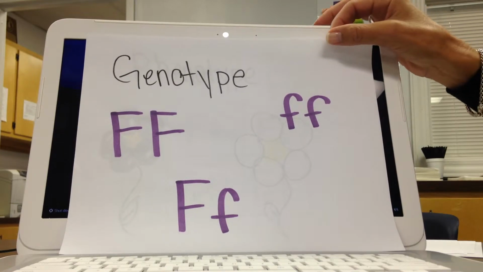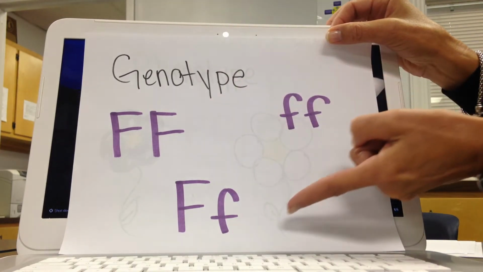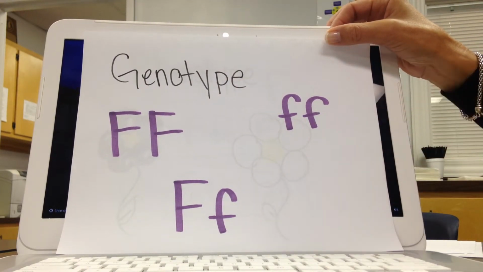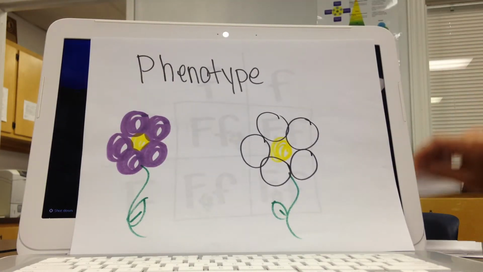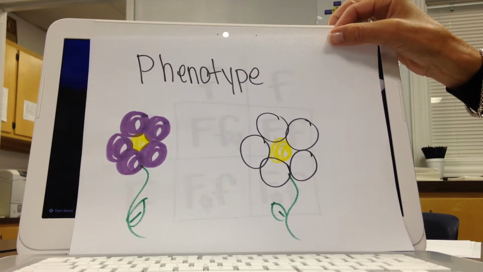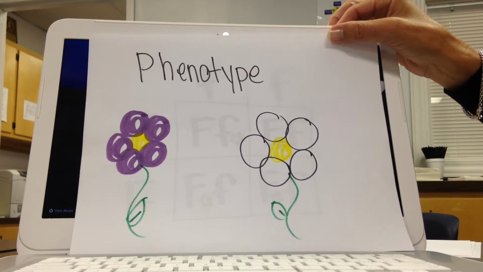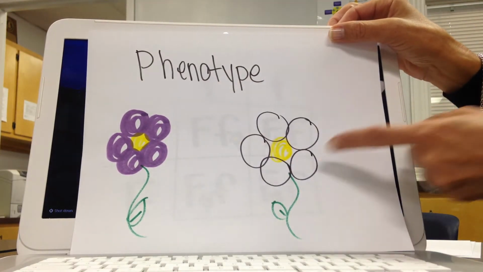Genotype. This means the actual genes or letters that are in the square. They can be homozygous dominant, heterozygous, or homozygous recessive. These are the only genotypes that can exist. Phenotype is the characteristic or physical feature that the letters represent. Remember, pheno means physical. In this example, our phenotypes are purple flowers or white flowers.